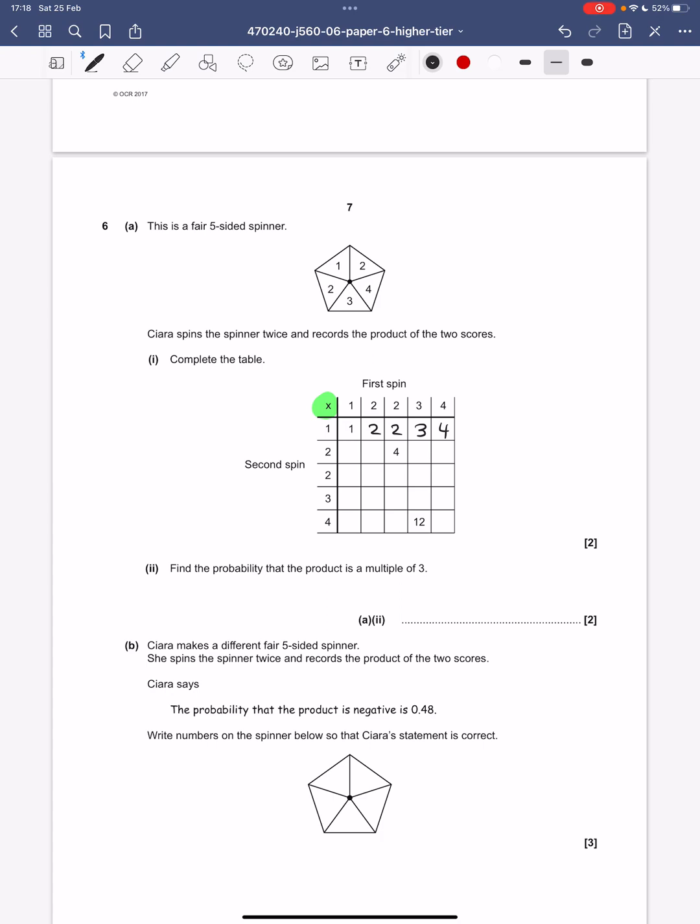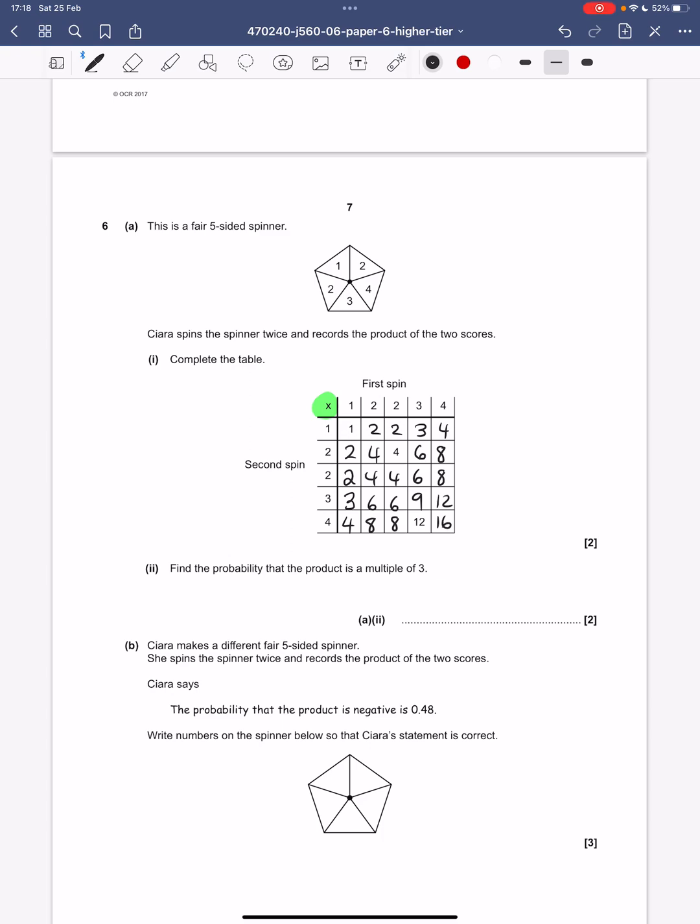Then we double that row: 2, 4, 4, 6, 8. Double it again: 2, 4, 4, 6, 8. Then multiply by 3: 3, 6, 6, 9, 12. Then multiply by 4: 4, 8, 8, 12, 16.